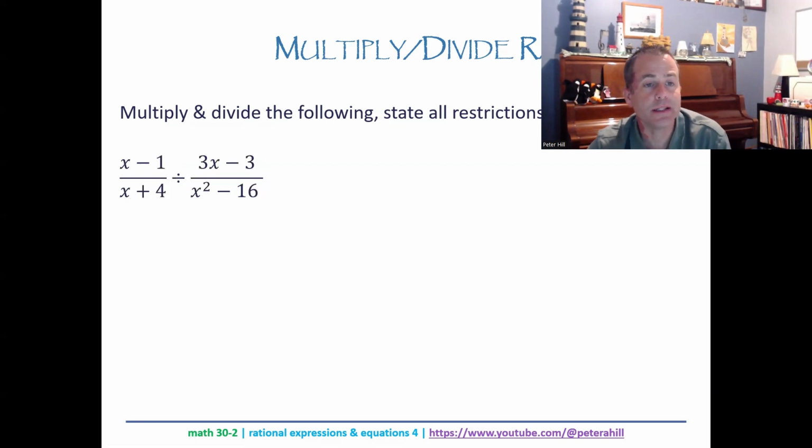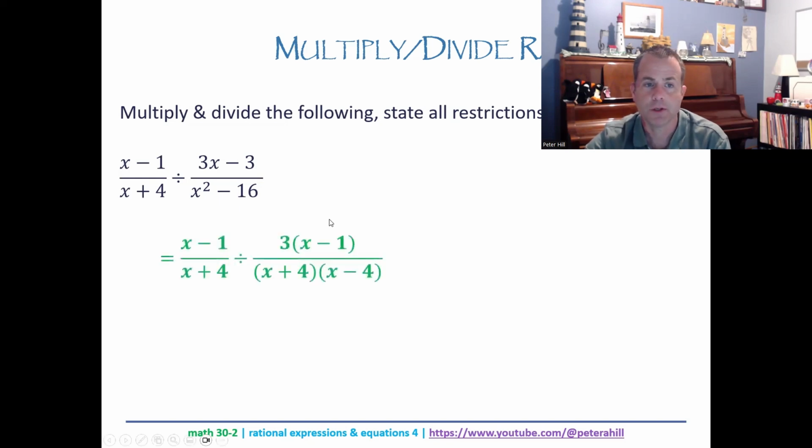Okay, so in this next one, I've got x minus 1 over x plus 4 divided by 3x minus 3 over x squared minus 16. Again, I want to start by factoring, okay? So on the top right, I could take out a 3, and that'd be 3 times x minus 1. On the bottom right, I want to see a difference of squares there, so that'll be x plus 4 and x minus 4. Okay, so we've got our factored form.